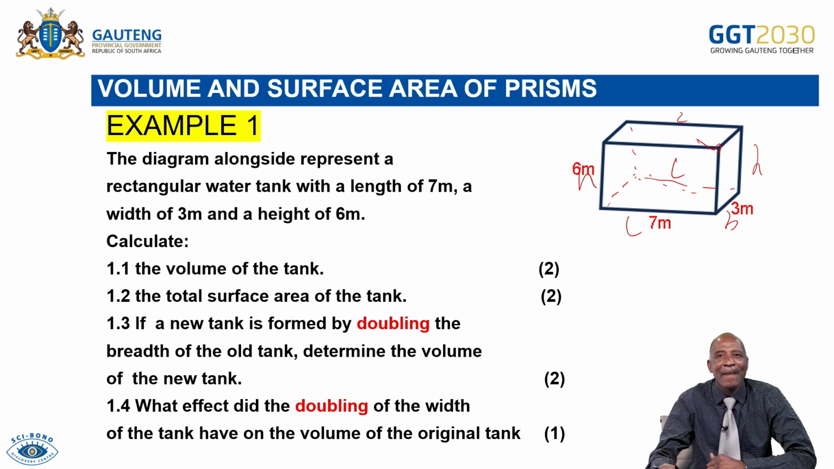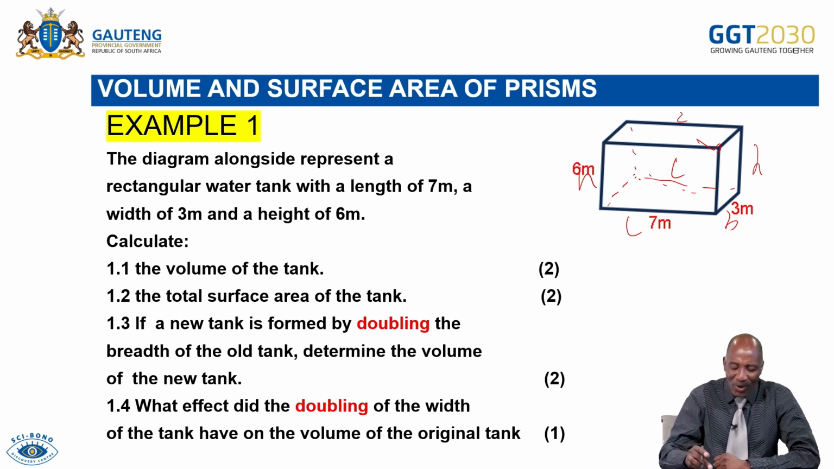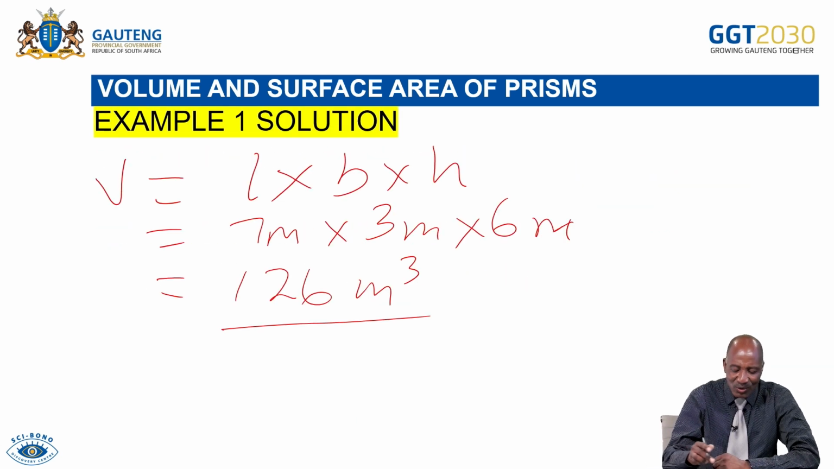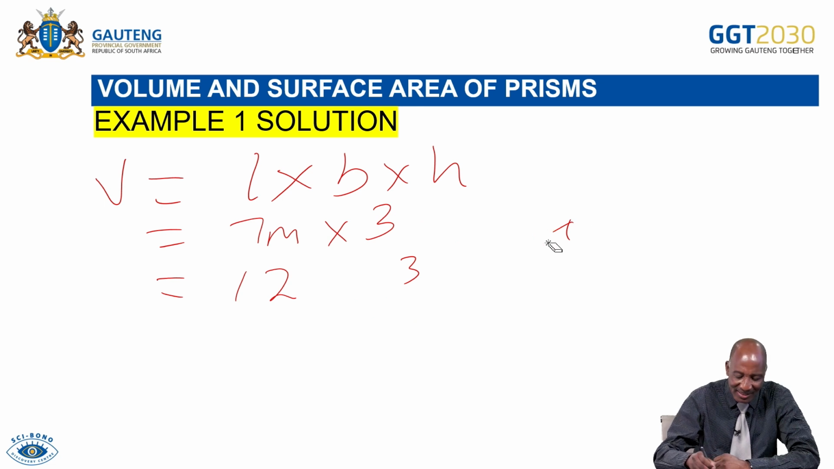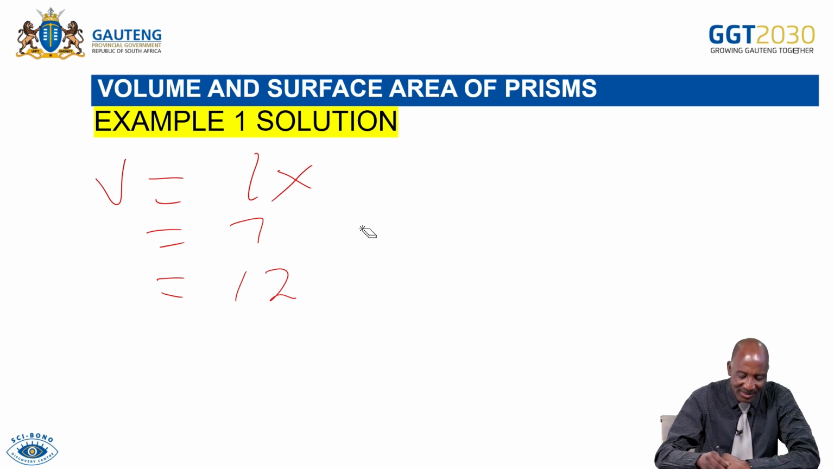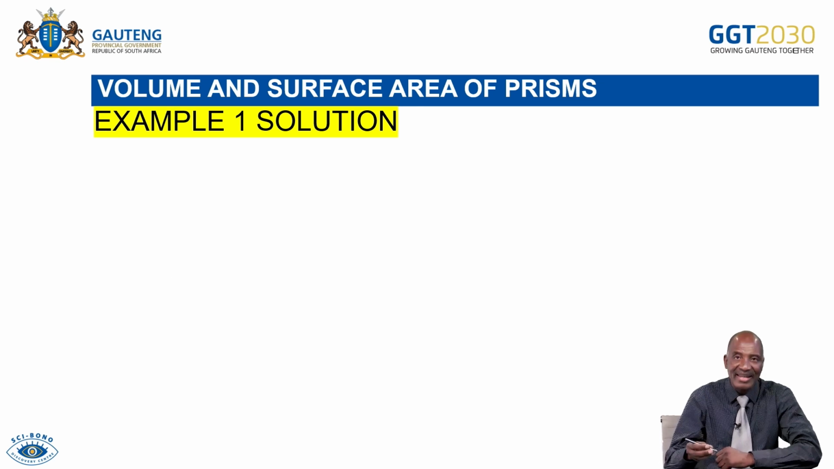the breadth. Our breadth is 3 meters. When we double it, it will become 6. So we're going to find the new volume after having doubled. What will happen? This is exactly what we're interested in now. Allow me to get rid of this. We'll just keep it on your page there. We'll need that answer later.